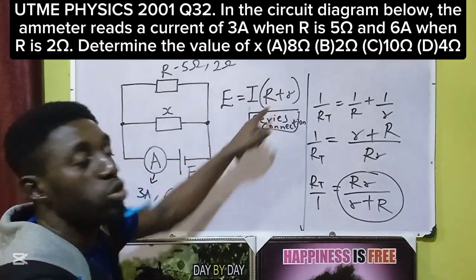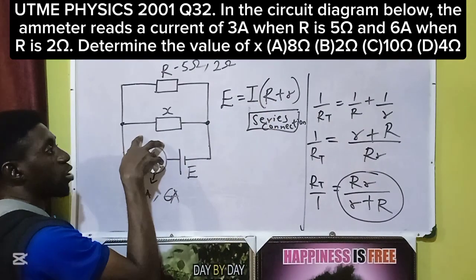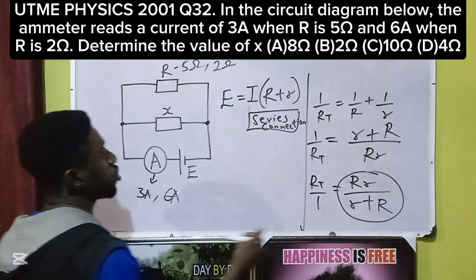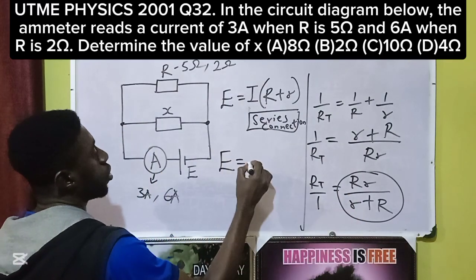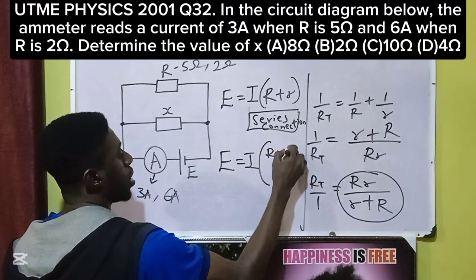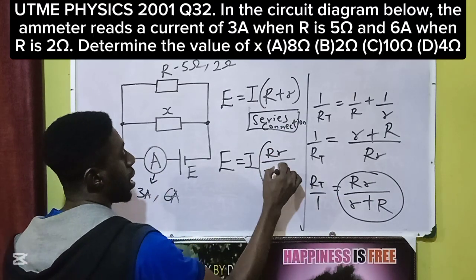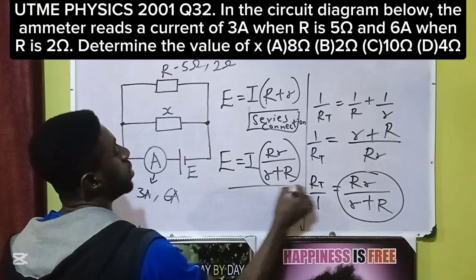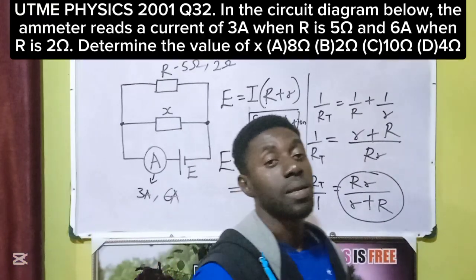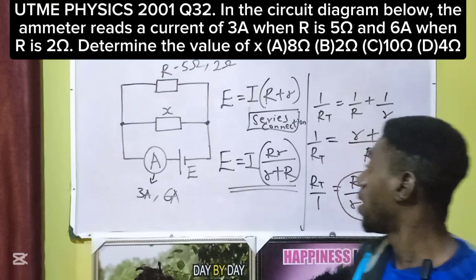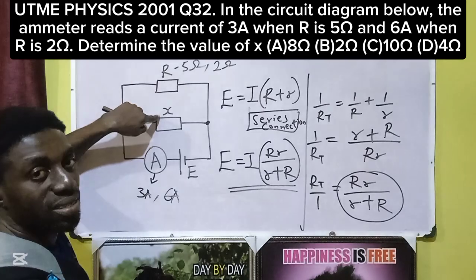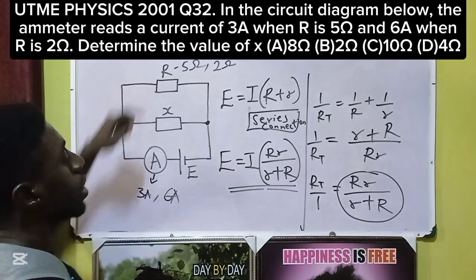Therefore, the EMF formula will change a bit because this one is a parallel connection. This formula here is for series connection. Taking it to parallel connection, I'll have EMF is equal to I, open bracket, capital R, small r over small r plus capital R. This is the formula that suits our diagram. However, recall, our small r here is X. Our capital R is also capital R.